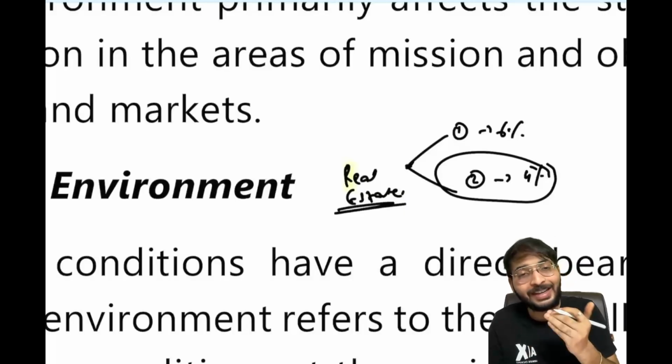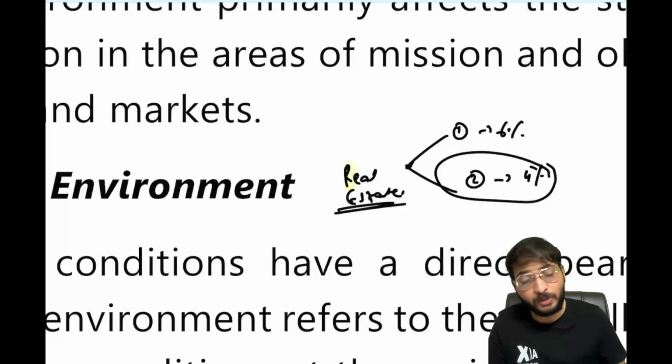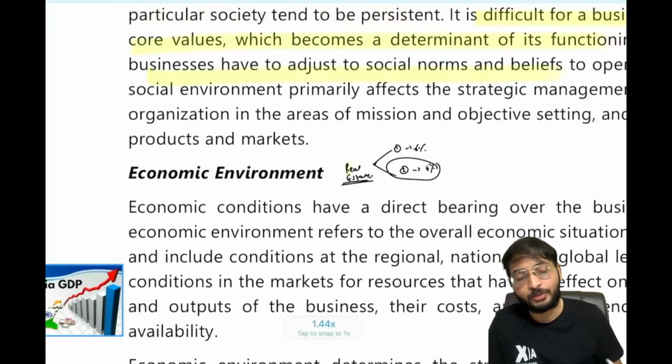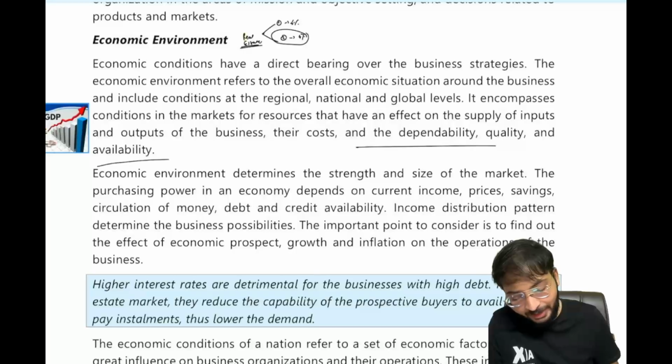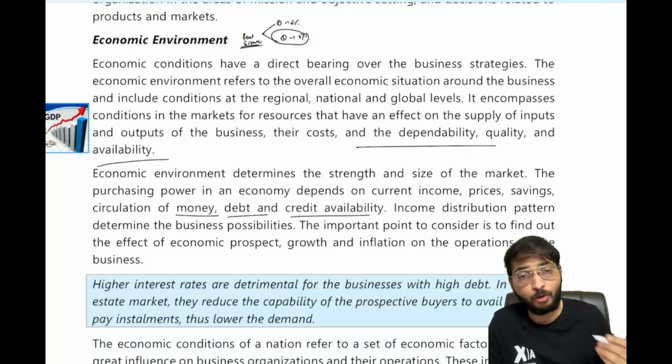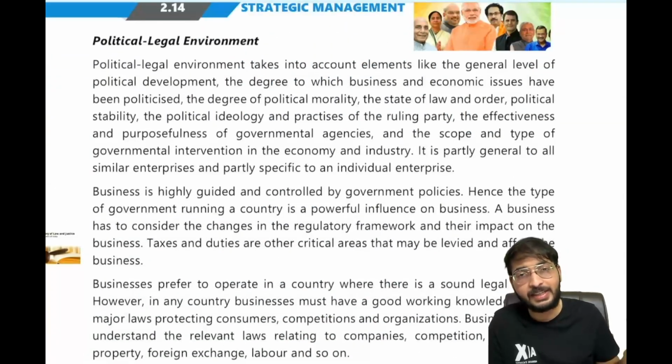Why? Because the interest rates are lower, and people will definitely take more loans when the interest rates are lower. So this analysis which the real estate company is doing is called what? Economic environment. The cost, the dependability, the availability, everything related to money, debt, credit availability, whether banks can provide loans, the debt ratio, everything they will be checking is called what? Economic environment. Next one is called political legal environment.